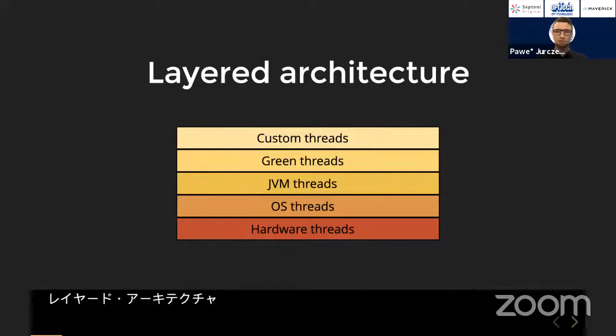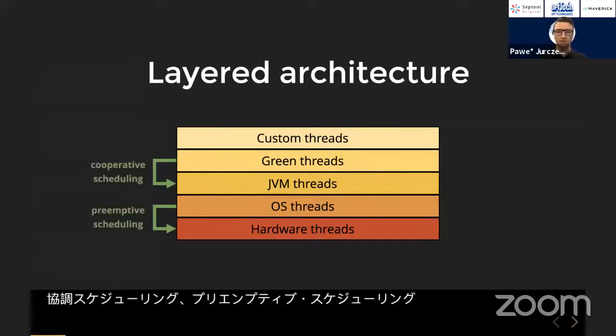There are also two terms related to this hierarchy. The first one describes how threads from the higher layer will be executed on threads from the layer that is directly below. And this concept is called scheduling. And we have two main types of scheduling. The first one, preemptive scheduling, is where the scheduler is in full control of who executes when. In cooperative scheduling, the thread is in control. It's where the thread has to explicitly yield control back to the scheduler.